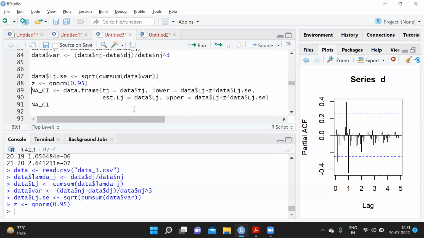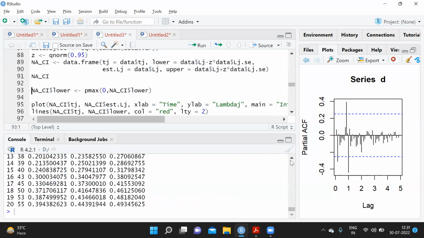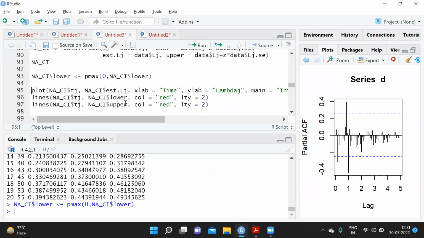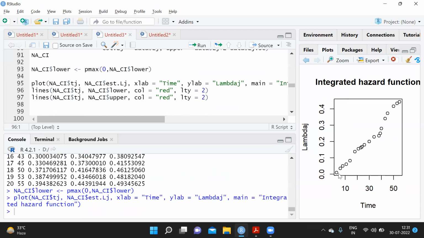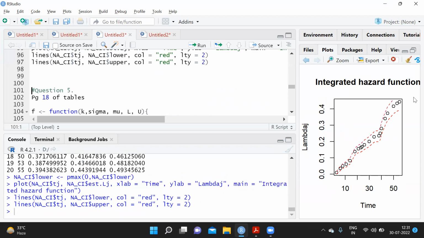And for the Nelson-Aalen model confidence interval, we'll find Tj equals data$Tj, then lower value will be lambda j minus Z into lambda j into standard error, and upper will be lambda j plus Z into lambda j into standard error. This gives us the table for lower confidence intervals and upper confidence intervals. We need to make sure that the lower confidence interval starts from 0, and then we'll plot the scatter plot. So time, it has to be time and lambda j, then lines of confidence interval on both sides.